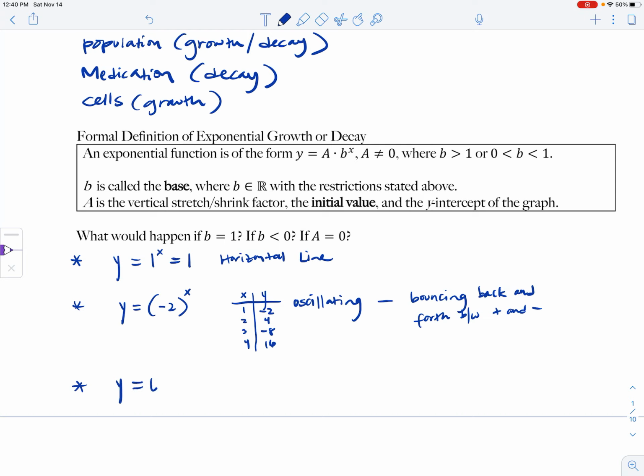And if a were equal to 0, well, that would just simplify to be 0. So we would have a horizontal line at y equals 0.